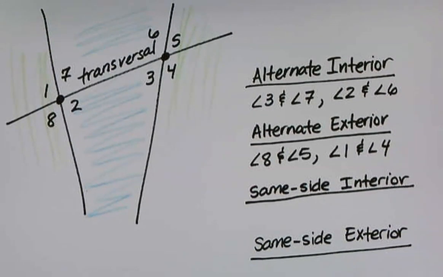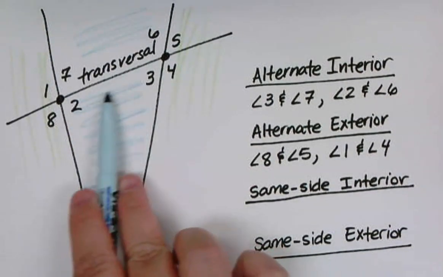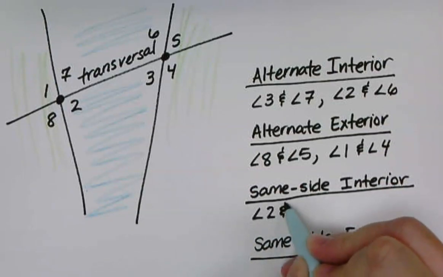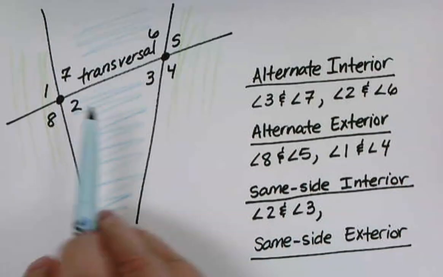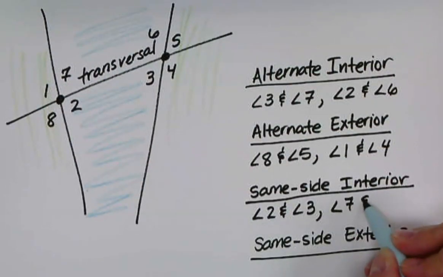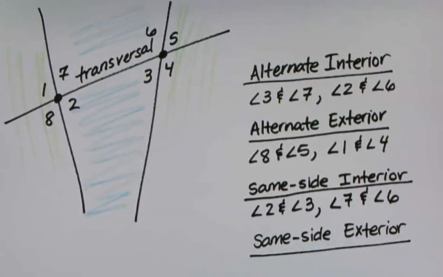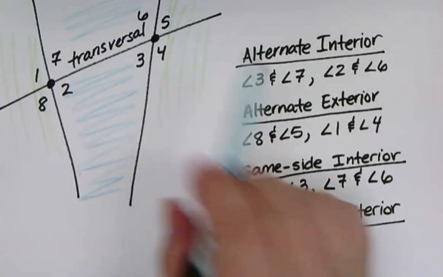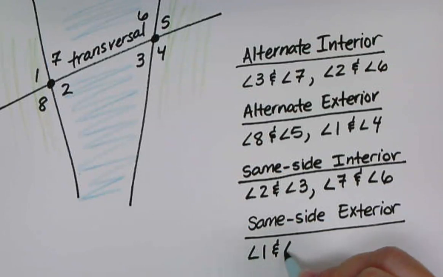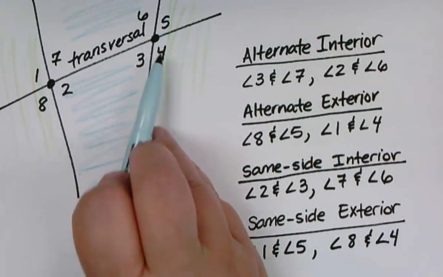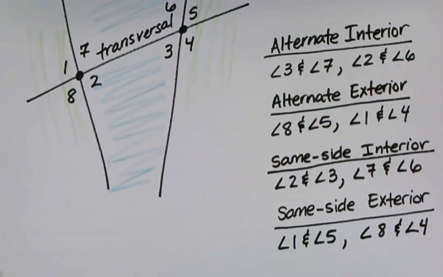Same side interior, 2 and 3 are same side interior. They're kind of like they're in a row. They're really close to each other. Another pair of same side interior is 7 and 6. Same side exterior, we've got 1 and 5, and 8 and 4 right here. Now, that's everything except corresponding angles.